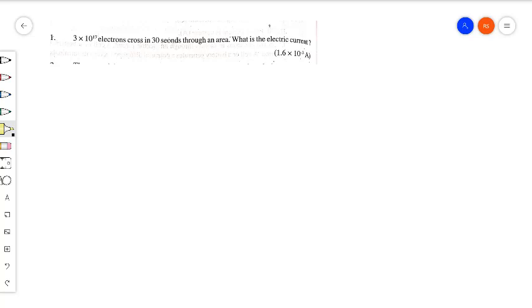Question 3. 10 to the power 7 electrons cross in 30 seconds through an area. What is the electric current?